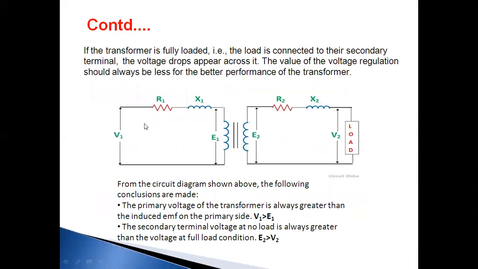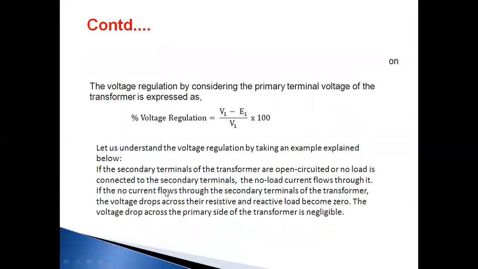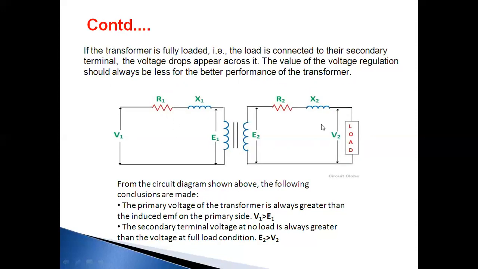So let us take a transformer where it is loaded at the secondary side. This is the general equivalent circuit of a transformer, which is known to us. If the transformer is fully loaded, the load is connected to the secondary terminal. The first portion is the no load case, and here is the equivalent circuit of the transformer where the secondary is loaded. The voltage drop appears across it.